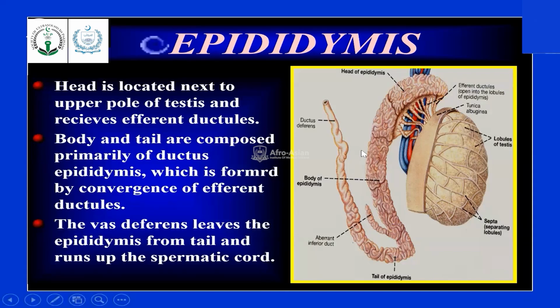Epididymal head, which is here. Head is located next to the upper pole of the testes. This is the upper pole and lower pole, and receives efferent ductules. These are the efferent ductules. Body and tail are composed primarily of the ductus epididymis, which is formed by convergence of efferent ductules. The vas deferens leaves epididymis from tail and runs up the spermatic cord.